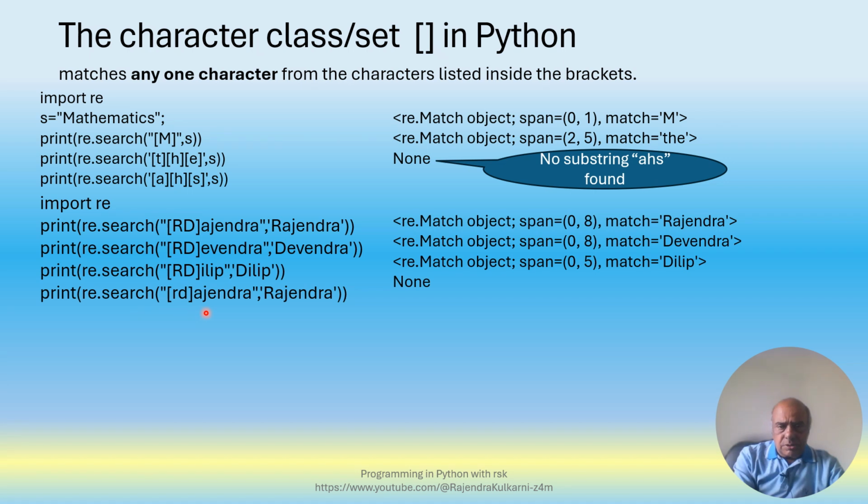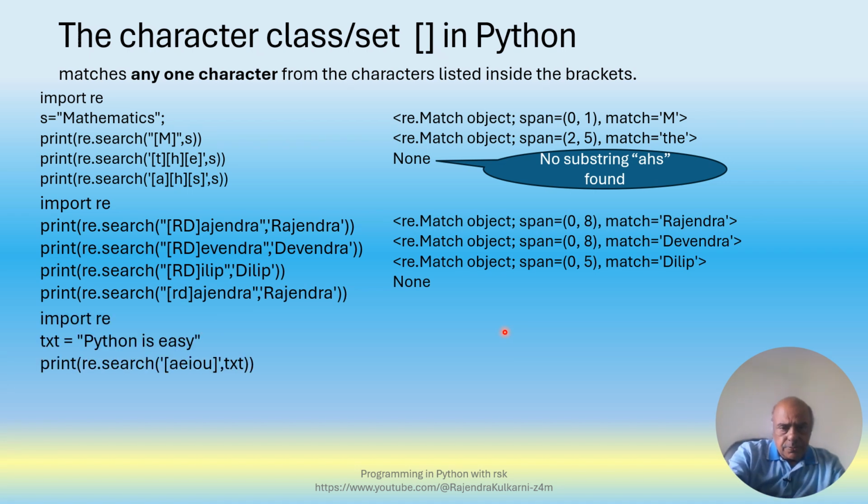And the fourth statement, re.search with square brackets, small case rd and aj and dra, and the string to be searched is Rajendra. It gives us the output None, because this r and d we are searching for are in small caps, whereas our string starts with a capital R. So the result is None. It doesn't match. The string and the criteria don't match.